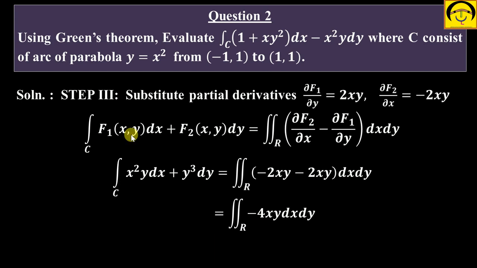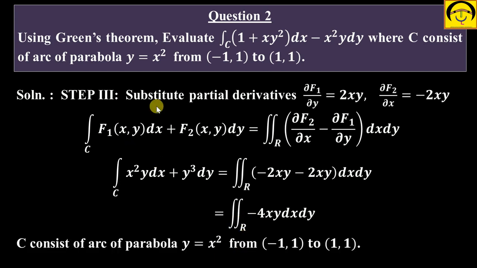The fourth step was to focus on the region. The region given is the arc of a parabola from this point to this point. I told you that on the fourth step you need to plot the graph.